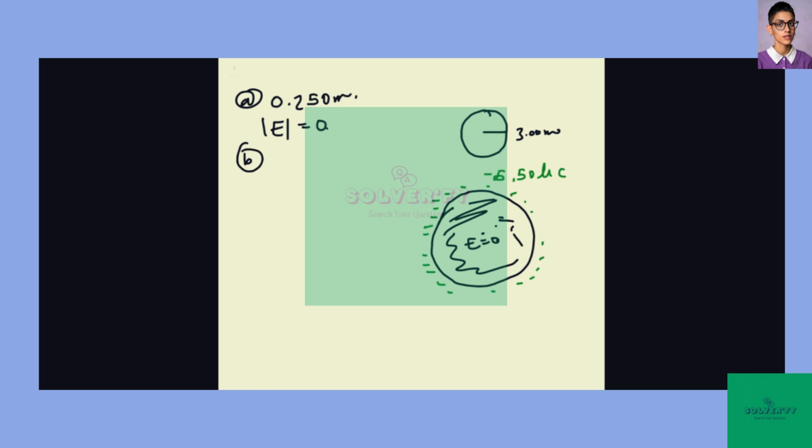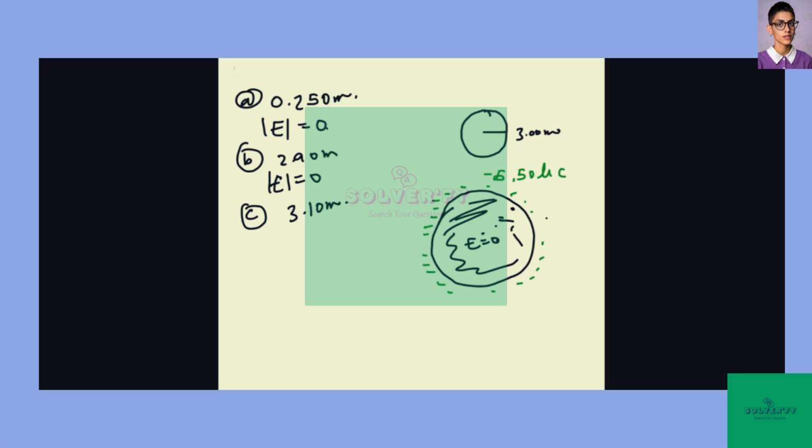For part B, we are looking at 2.90 meters, which is somewhere here, which is still within the sphere, and hence the electric field is 0. But for part C, the distance is 3.1 meters, which is outside the sphere.